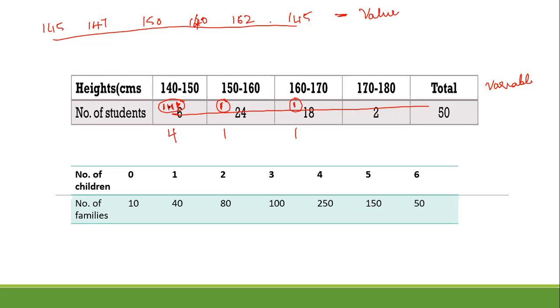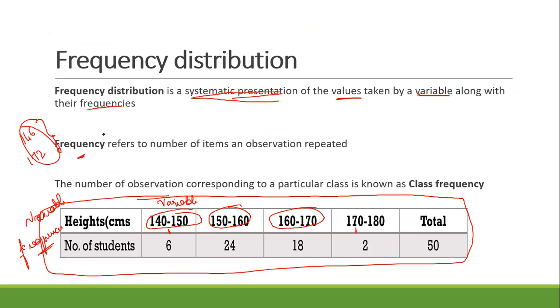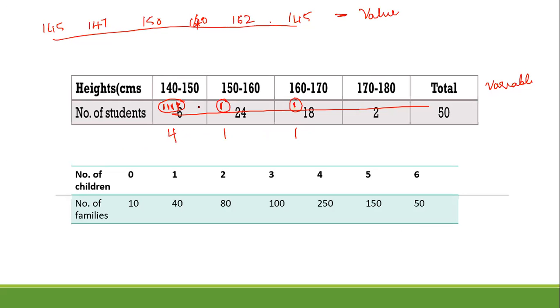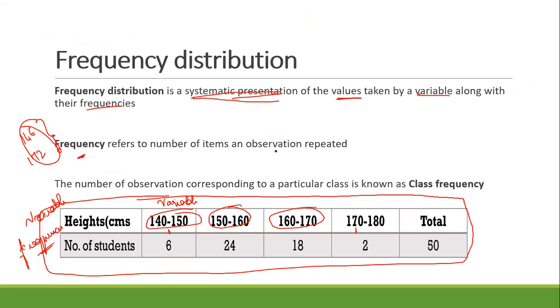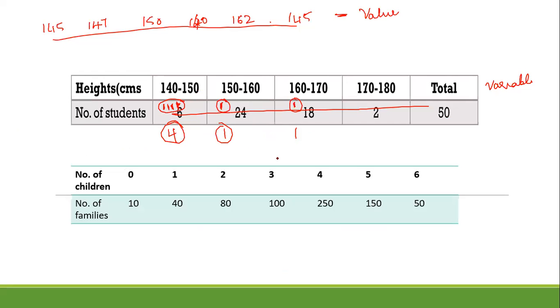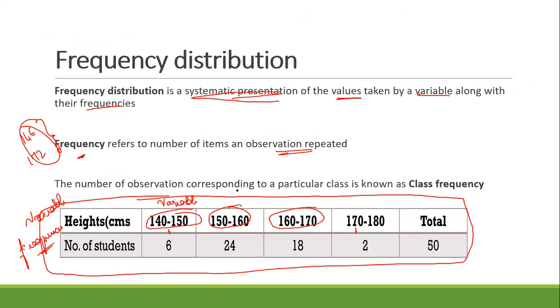Now out of the tally marks, we get how many values there are. In each variable, we get to know how many values come. So that is called frequency. What is frequency? It refers to the number of items and observations repeated. How many times it repeats in this, that we call frequency.